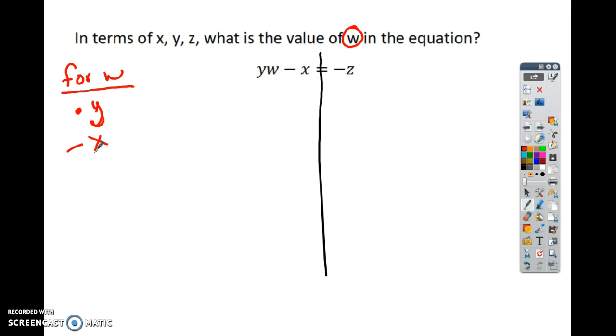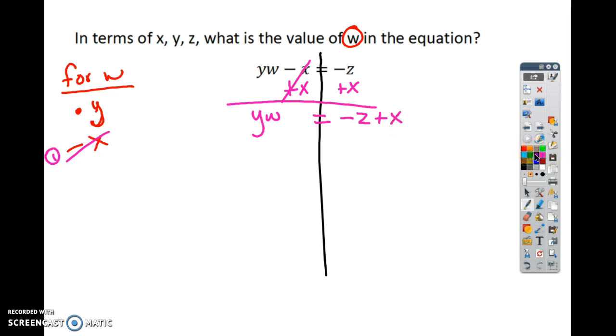So you have to work backwards and get rid of what's being done. So you do the inverse operation of subtraction first. What is the inverse operation of subtraction? Addition. So I'm going to add x to both sides. That cancels. Bring everything down. That's yw equals negative z plus x.